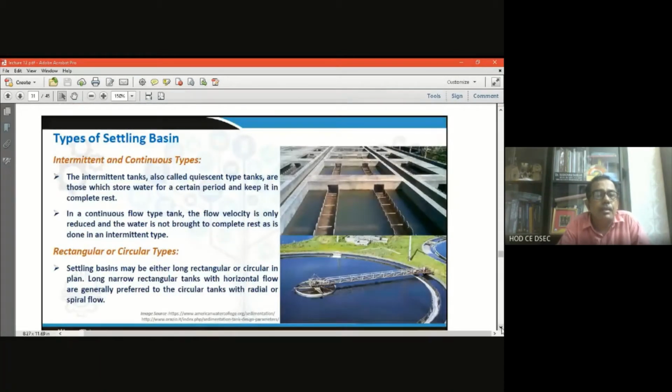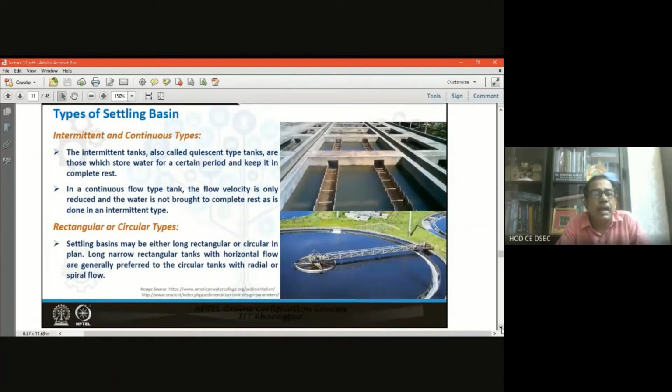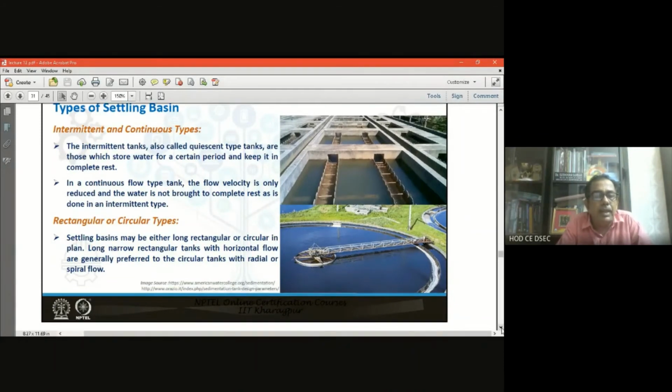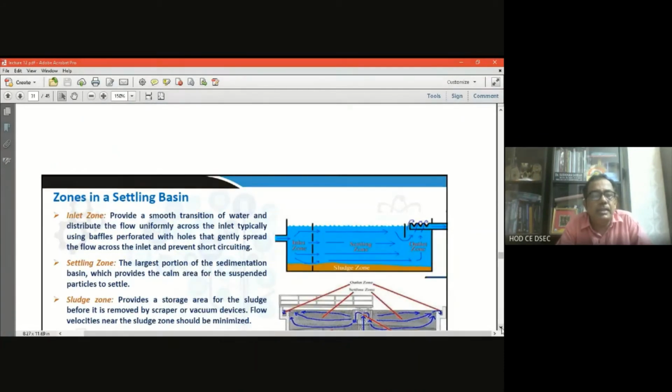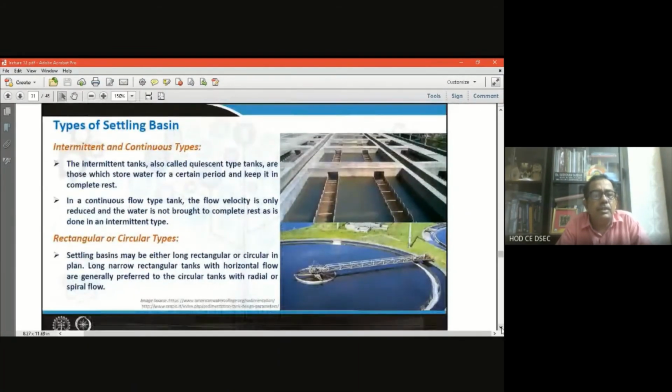Now, the types of settling basin. What are these? Intermittent and continuous type, rectangular or circular types. So these are the types of settling basin. Intermittent type is called the quiescent type of tank, and those store water for a certain period and keep it in complete rest. As the action is intermittent, not always, it is called the intermittent tank.